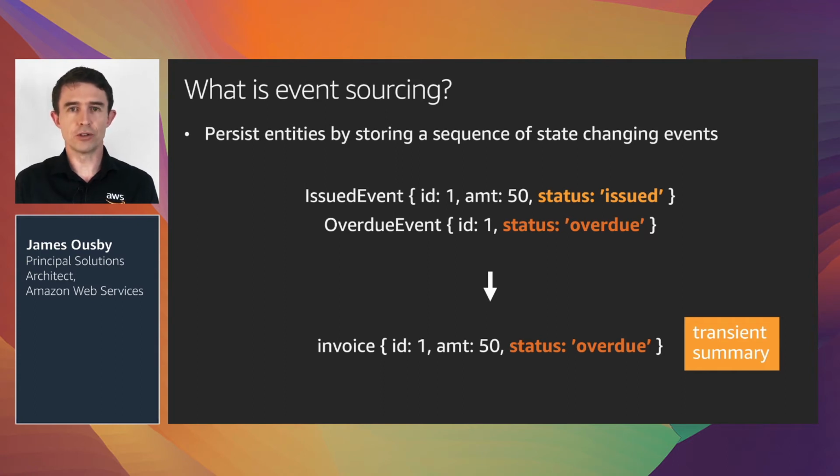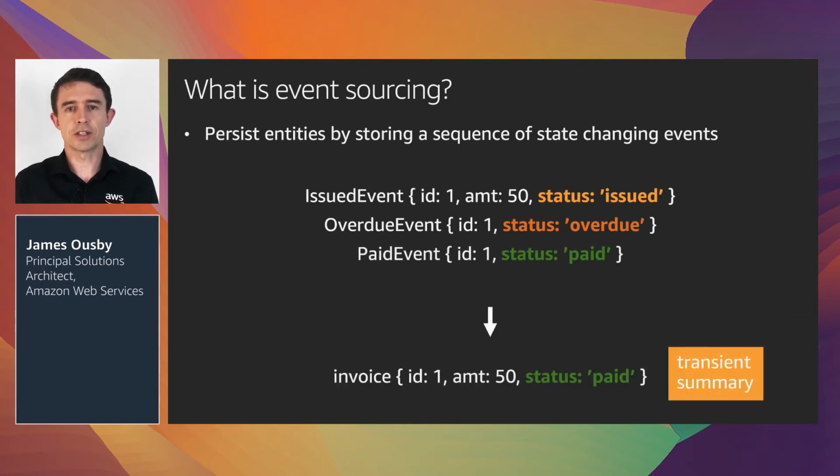And we create an overdue event that updates the status to overdue. And we update our running summary or snapshot with that information. And then finally, 10 days later, we create a paid event that updates the status to paid. And we update our running summary with the status of paid as well. So with this approach, we've got a complete history of this entity over time. This allows me to run analytics on all the data that we have.